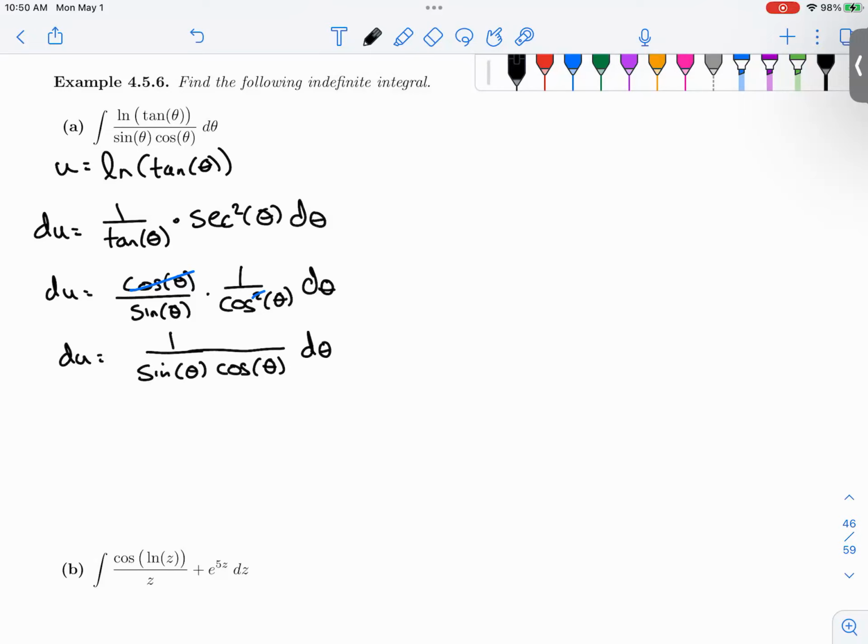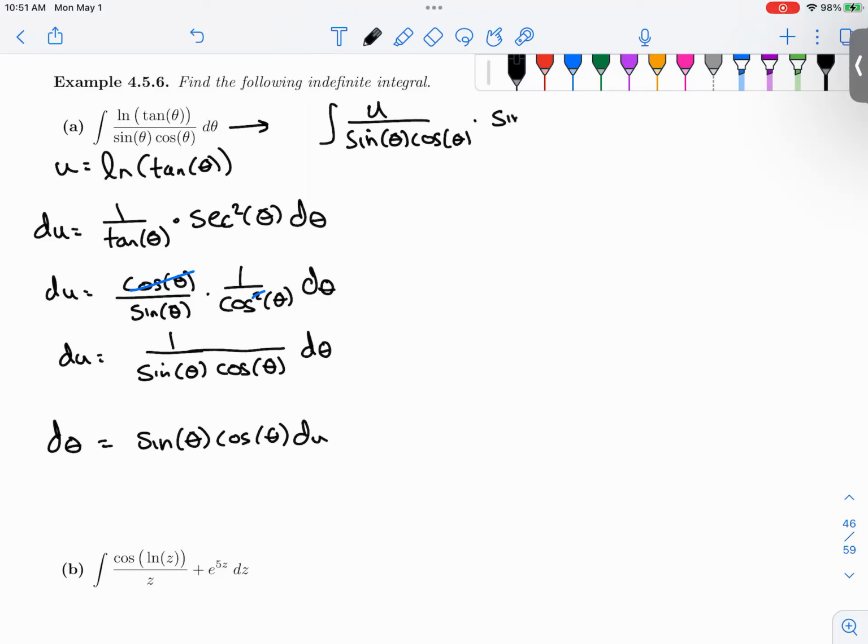So how do I get d theta by itself? Multiply both sides by sine theta cosine theta. So d theta is equal to sine theta cosine theta du. So this becomes the integral. The numerator, we chose the whole numerator to be u. So this is u over sine theta cosine theta times sine theta cosine theta du. And all of that cancels. And now we're getting somewhere.